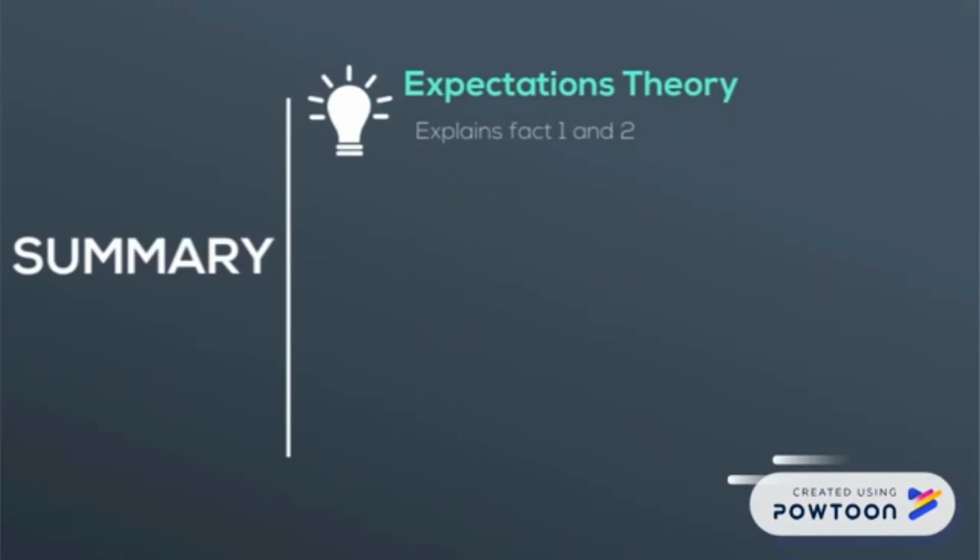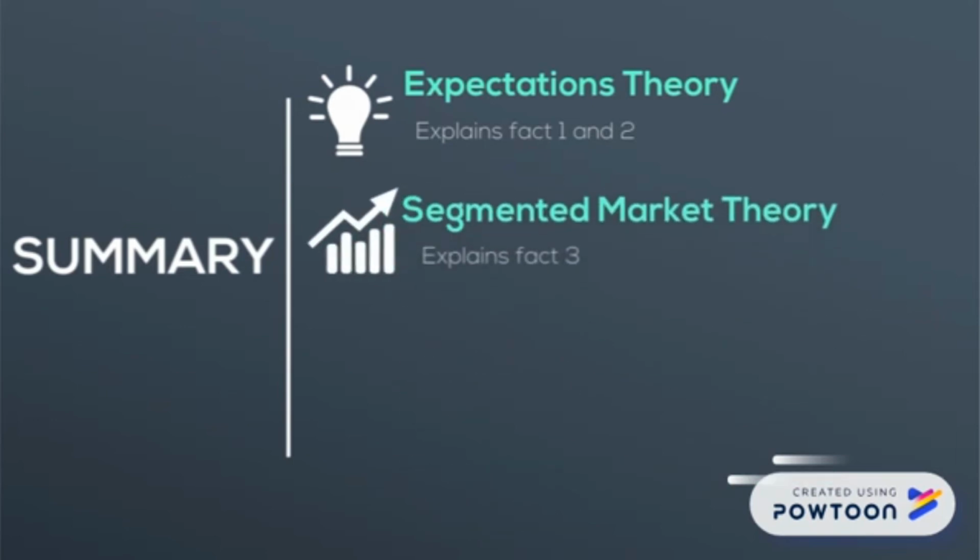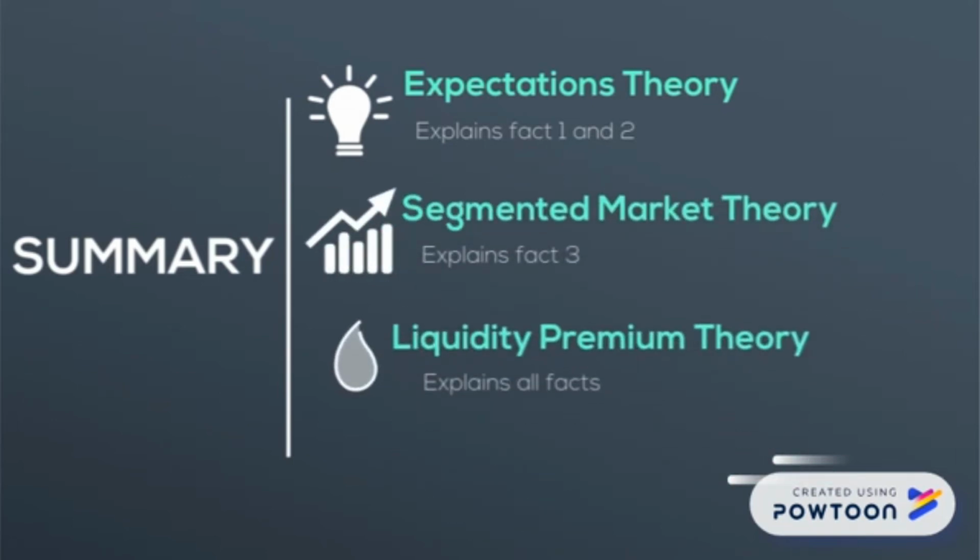Based on the explanation, we can see that expectations theory explains the first two stylized facts of the yield curve, while segmented markets theory explains the third fact, and liquidity premium theory explains all facts.